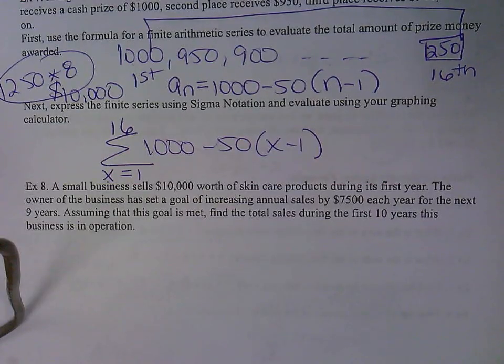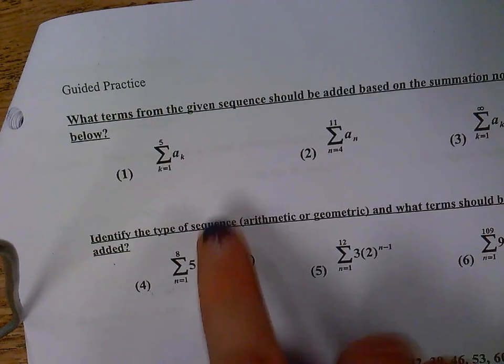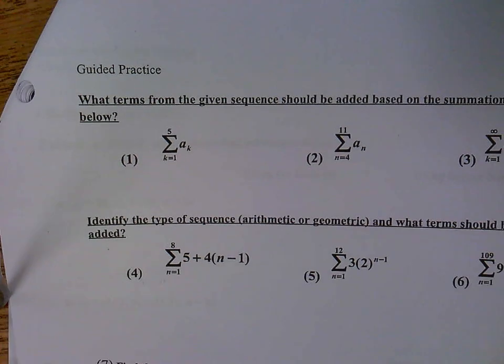So you are now going to try example 8 on your own. Oh wait, what time is it? Oh, 57. So you should have time to try example 8 on your own, and then the guided practice. We'll just start with the guided practice at 10. So try example 8.